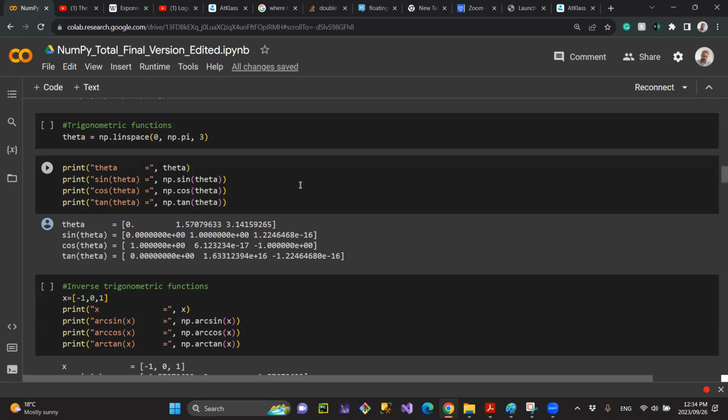How about this one? First things first, 0 to numpy.pi, comma 3. What is happening there? Well, actually, it's linspace. When we say linspace, what does it do? Yes, I can answer that.